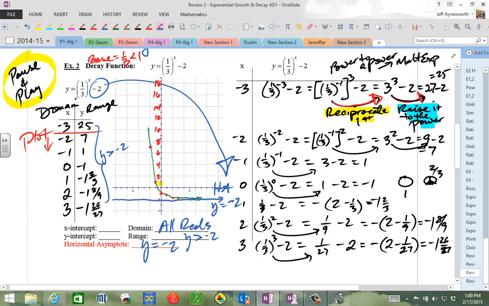X-intercept, well, it's kind of hard to tell. So it's between 0 and negative 1, probably negative, I don't know, 0.8. So negative, let me change that. I'm going to have to estimate this. So it's between 0 and negative 1. So I'm going to say negative 0.8 comma 0, estimate, approximately.